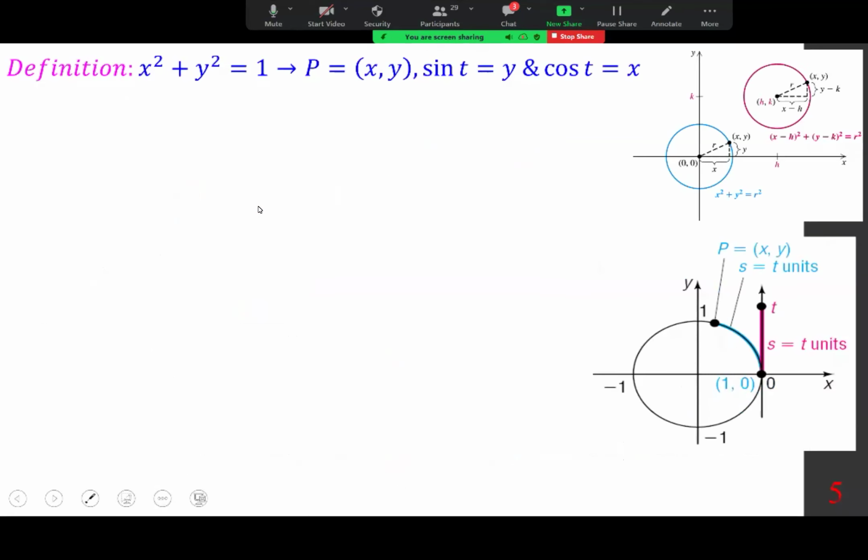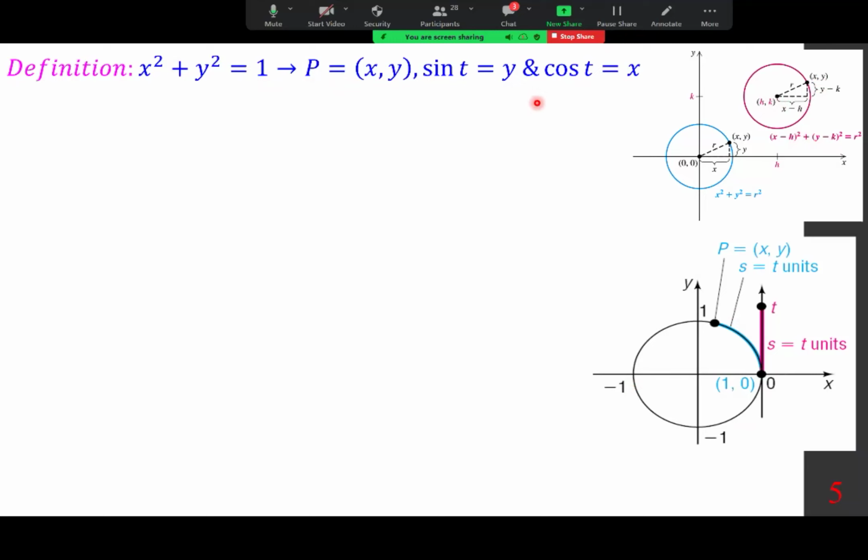So again, reminding you of the equation of a circle centered at 0, 0: x squared plus y squared equals r squared. In general, with the center at h and k, x minus h quantity squared plus y minus k quantity squared equals r squared, and this is what we showed in the previous page. So definition, x squared plus y squared equals 1, P with coordinates x comma y.